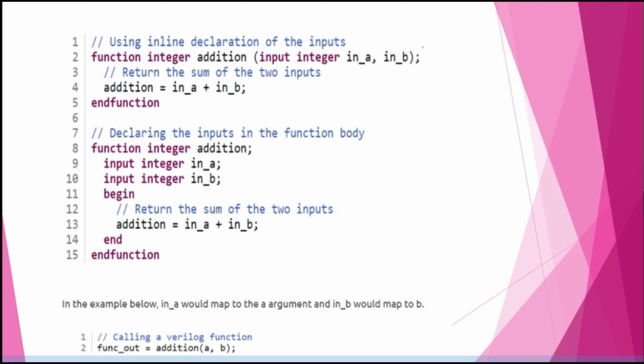As I already told you, there are two types of declarations. You can declare inside the parenthesis, which is called inline declaration. That means inside the function itself we are declaring it within the parenthesis.